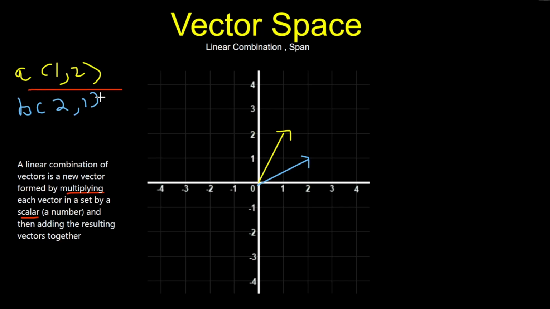So let's take these two examples. We have these two vectors 1 comma 2 and 2 comma 1. So I plotted them here. Let's take another vector 3 comma 3.